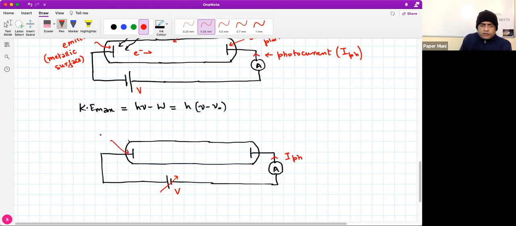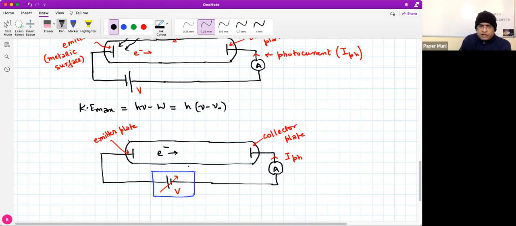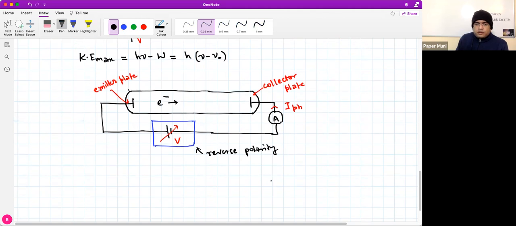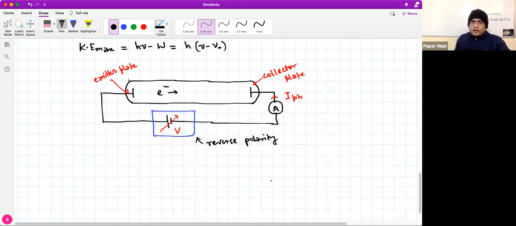This is the emitter plate, and this is the collector plate. Everything remains the same, just that this direction is reversed, because we wanted to measure the electrons going from this side to this side. So this is the reversed polarity in this case.